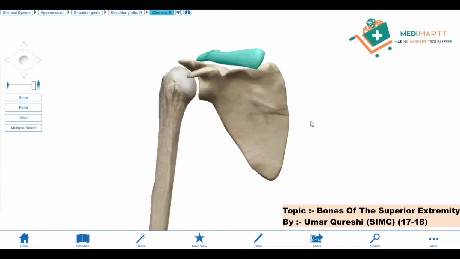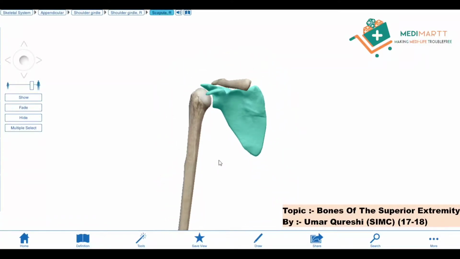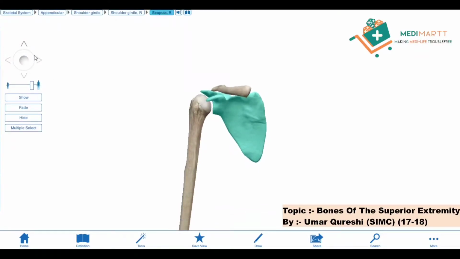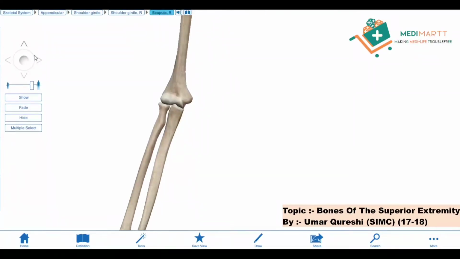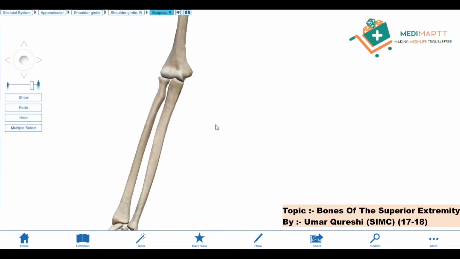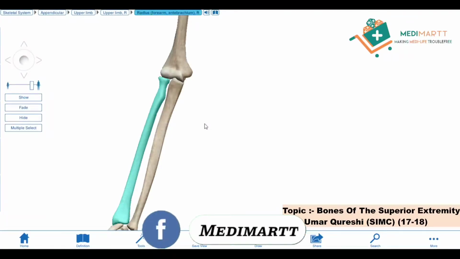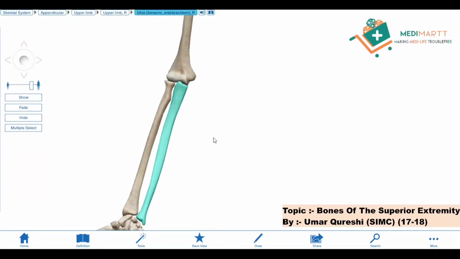So let's move towards the other bone. This bone over here, you can see, is the humerus bone. The humerus and the scapula, these two bones combine to form the shoulder joint. Okay, now let's move towards the other bones. These two bones just adjacent to the humerus: on the lateral side, this bone is known as the radius, and on the medial side this bone is known as the ulna. So these two bones are the radius and ulna.